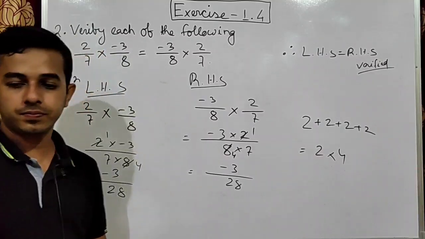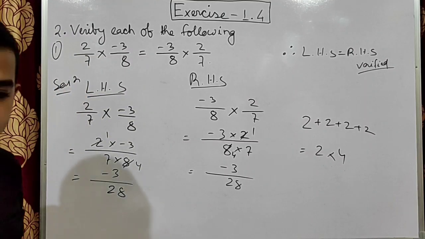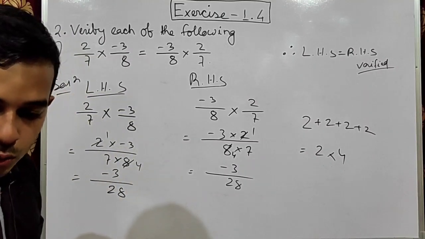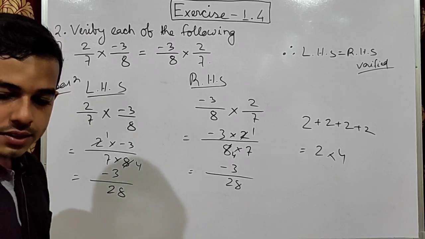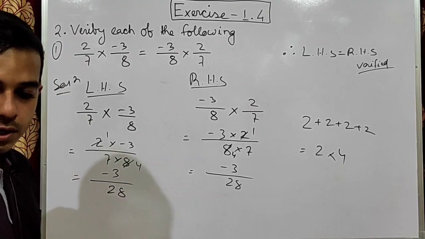Very good. So now let's move to our next one, that is Roman 2 of question number 2. Here it is minus 6 into minus 26 by 12.